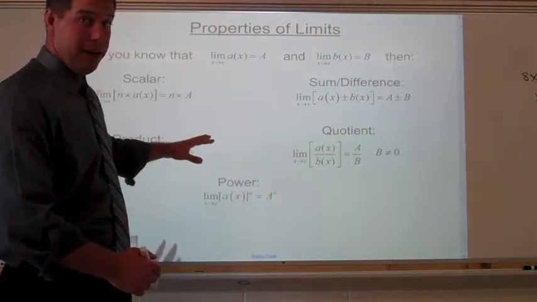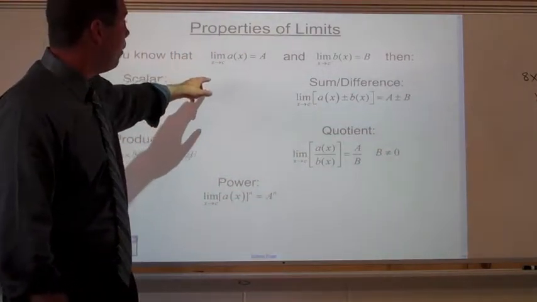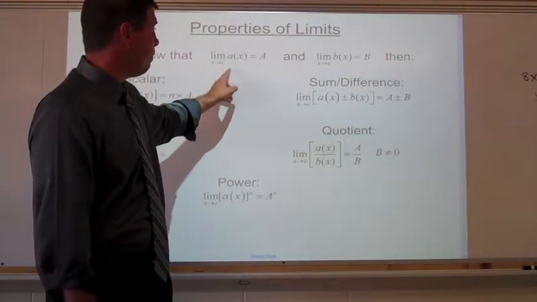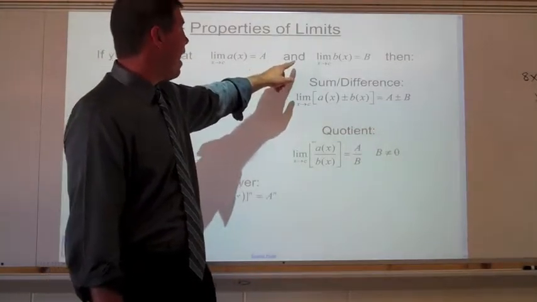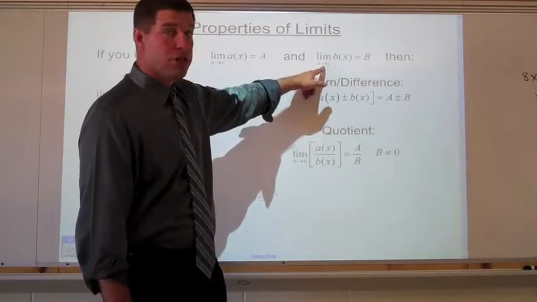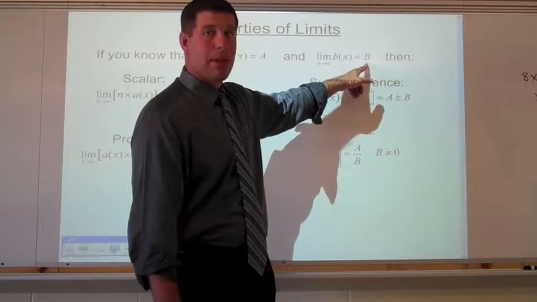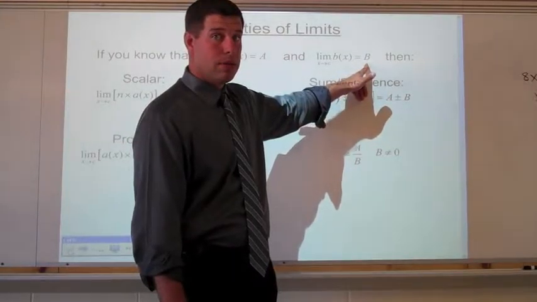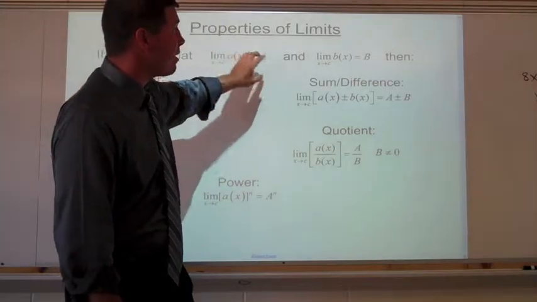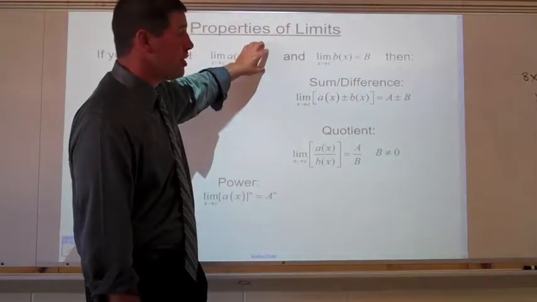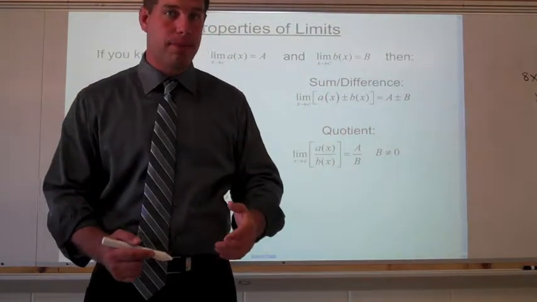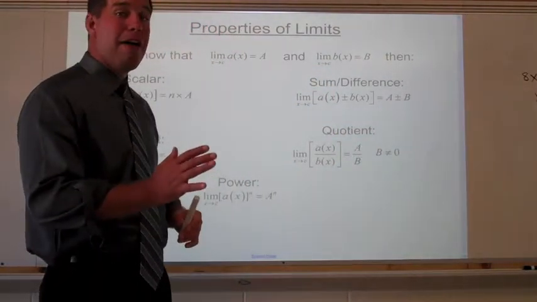Given that the limit of some function a of x, as x approaches c, is some number A, and the limit of some function b of x, as x approaches the same number c, is some number B, then we have this list of properties here. So basically you have a function a of x, a function b of x, the limit of this function is A, the limit of this function is B, both approaching the same number. You have 5 properties here.